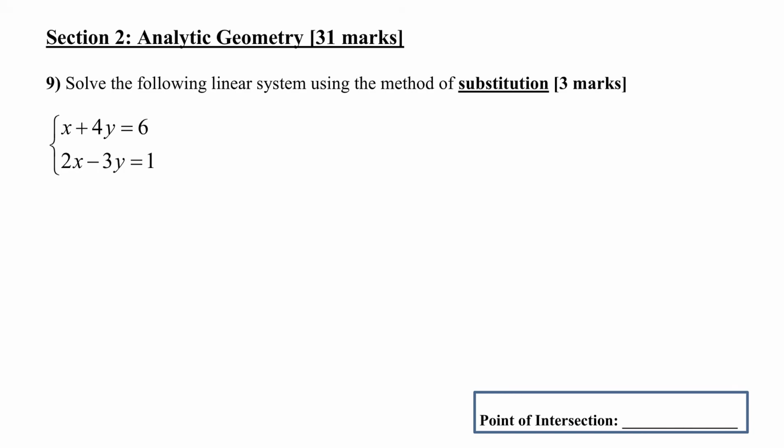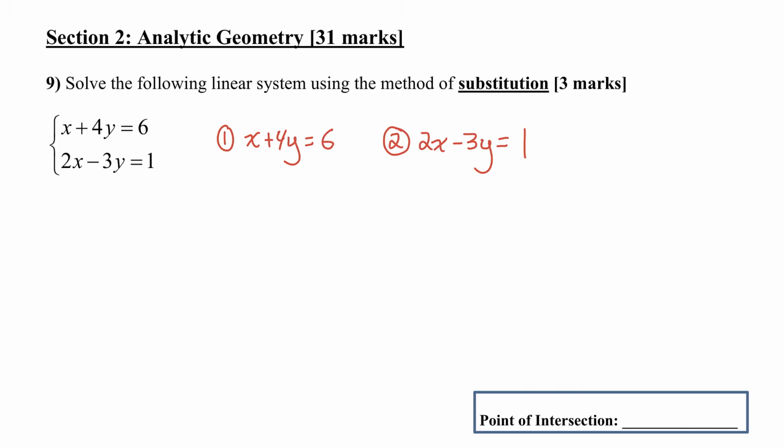Section 2 is about analytic geometry, and I've lumped in the linear system questions into this section. Number 9 says solve the following linear system using the method of substitution. So here are two linear equations. I want to find the point of intersection of those two lines, or algebraically, the point that satisfies both of those equations. The method of substitution, I like to start by writing the lines beside each other, and then I like to choose a variable to isolate.